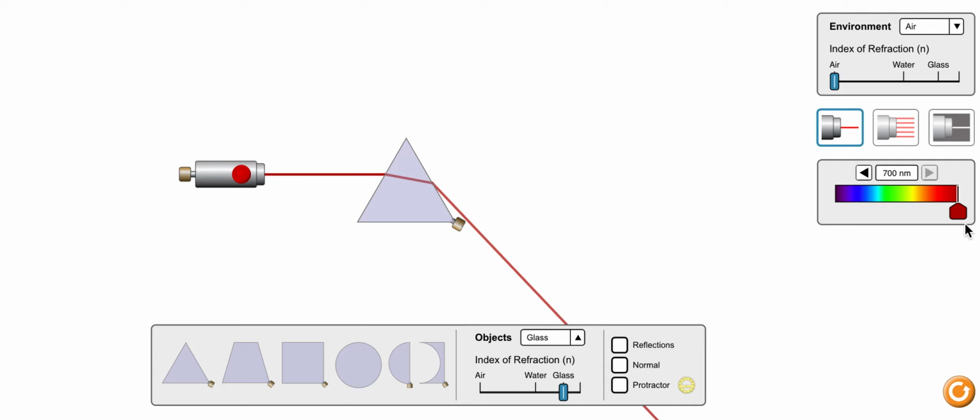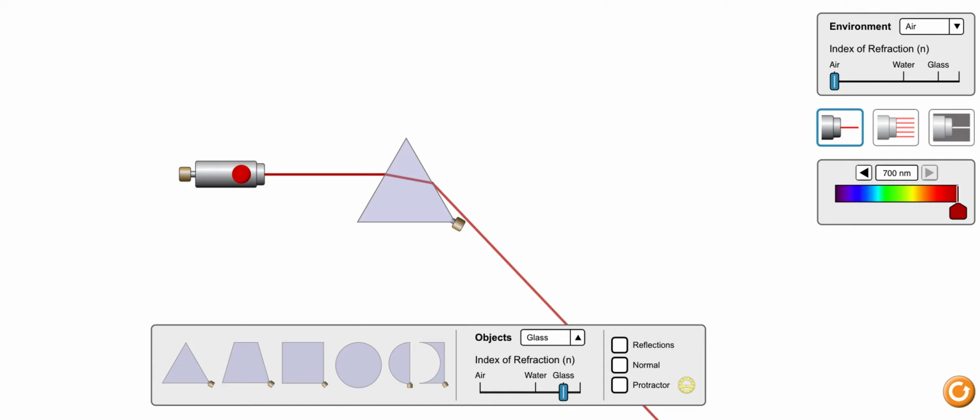You should have seen there when I changed the wavelength of this light that my low wavelengths, so high frequencies, are deviated a lot, whereas our high wavelengths, slightly lower frequencies, are deviated much less. If we flick between the two, you can see that a bit more clearly.